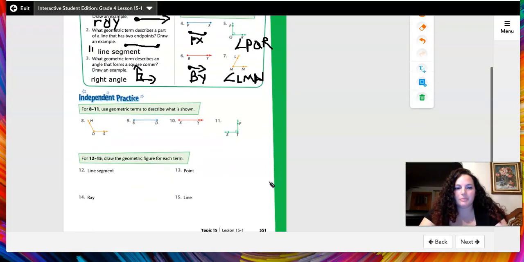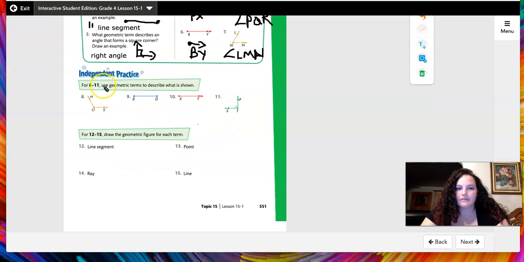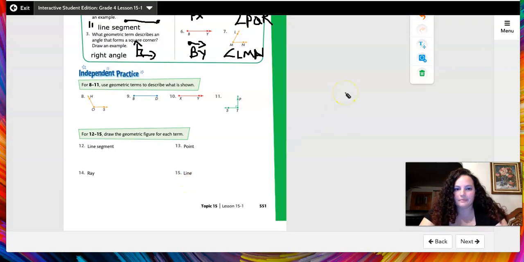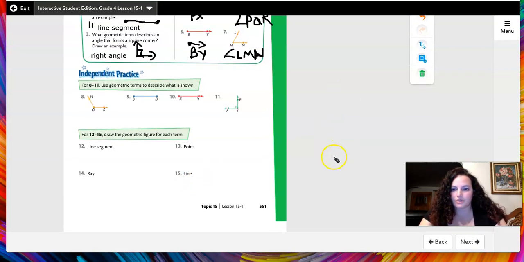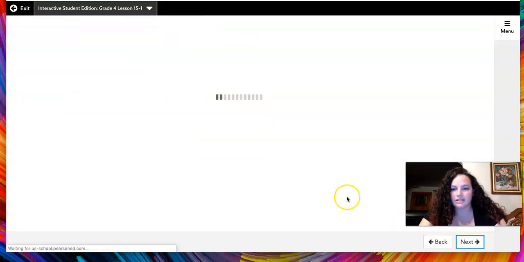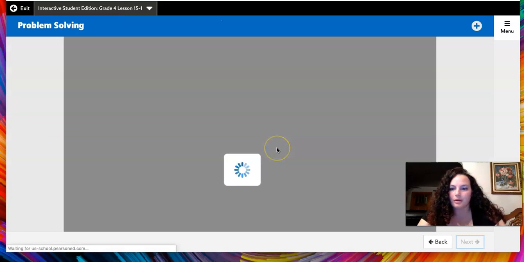Okay, independent practice. Numbers 8 through 11, you need to use geometric terms to describe what is shown, just like we did up here. And then for 12 through 15, draw the geometric figure for each term. So first draw a line segment, then draw a point, then draw a ray, then draw a line. I'm going to let you do those on your own and check them with someone that is with you at home. I'd like to, for a few moments, go over the problem solving.